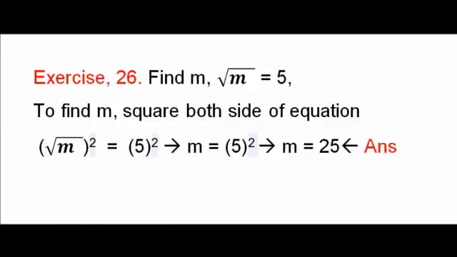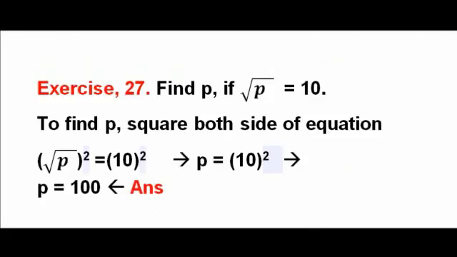Exercise 26. Find m if square root m equals 5. To find m, square both sides of the equation. Square of square root m equals 5, which returns 25, is the answer. See image.